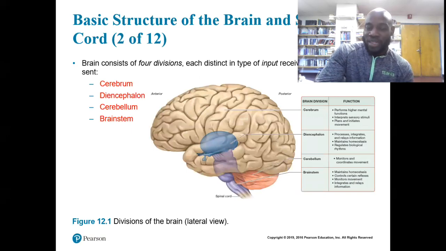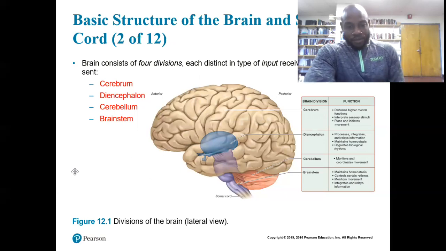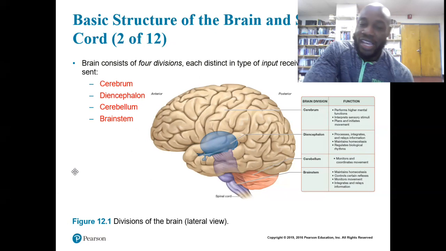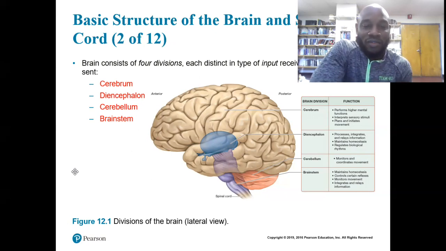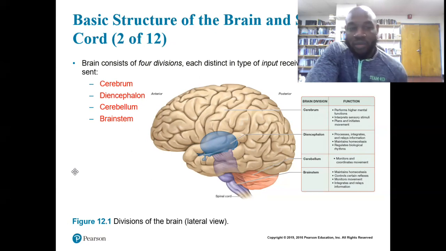We're going to divide the brain up a lot in this chapter. You're going to see a lot as we not only divide the brain into its four major divisions, but then take the cerebrum and divide that into multiple different parts as well. So there's going to be a lot of note taking in this section. But the four main sections of the brain are the cerebrum, diencephalon, cerebellum, and brainstem.